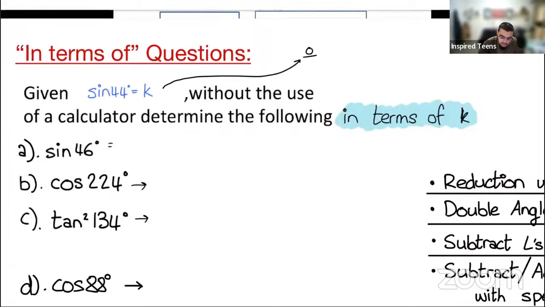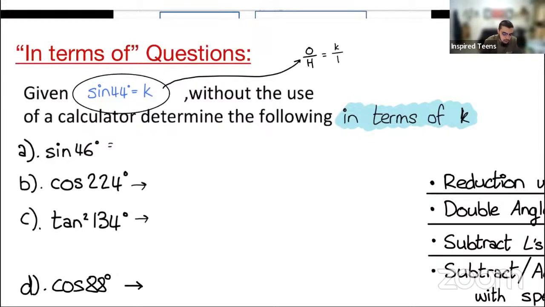Remember that sine is opposite over hypotenuse. So since sine is opposite over hypotenuse, we actually have the value, because any value that's not a fraction can be written as a fraction just over 1. So the value of sine, in this case, opposite over hypotenuse, is k over 1. Just keep that in mind here.